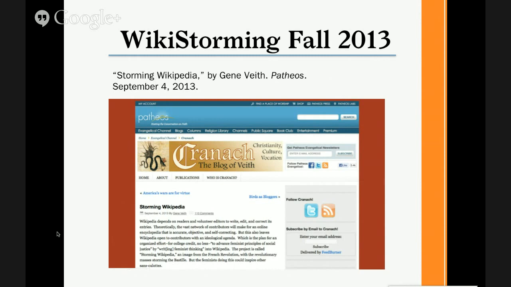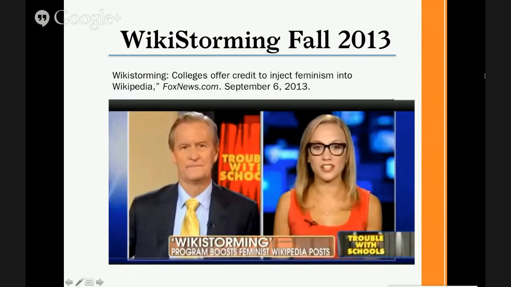There was a piece of spectacular negative press about our Wikistorming activities, and this came from Fox News. I'll let Veronica get the slide, where Fox coverage of the Wikistorming efforts was cast as a negative example of feminists injecting bias into Wikipedia. The real issue that Fox News had with the Wikistorming effort was that esteemed institutions such as Yale and other Ivy League universities were giving course credit for students to inject feminist bias into Wikipedia.